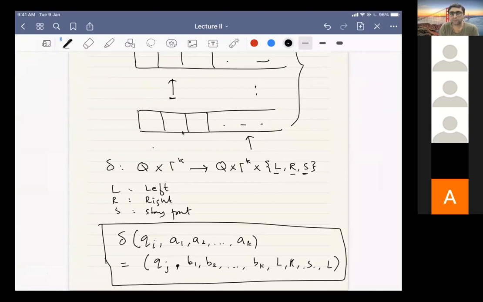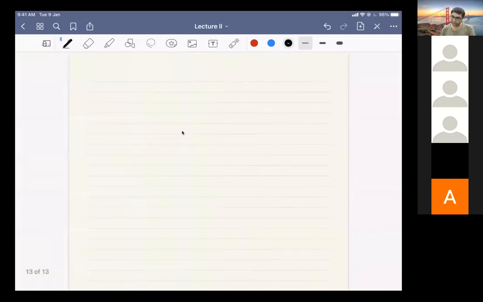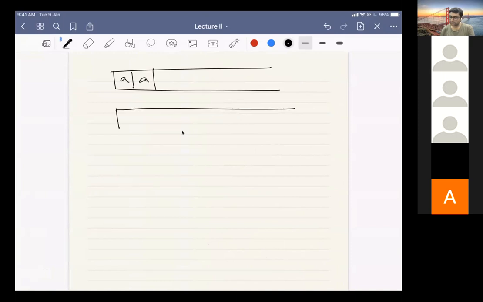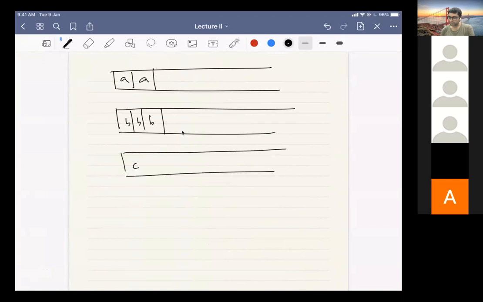Sir, but how do we define the movement between the tapes? What do you mean by movement between the tapes? If, for example, in tape one, we read an A and we cross it, then we have to go to tape two to read a B and then cross it. How do we show that? Now suppose we have already done the pre-processing and we found that there are two A's, there are three B's, and there are three C's. And this is blank, this is blank, this is blank.